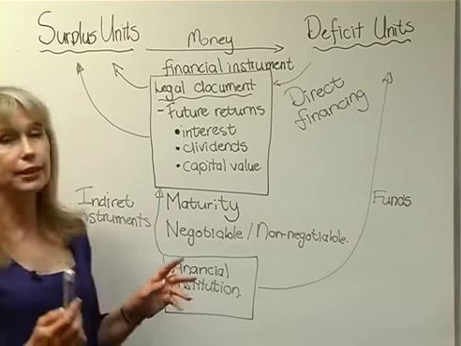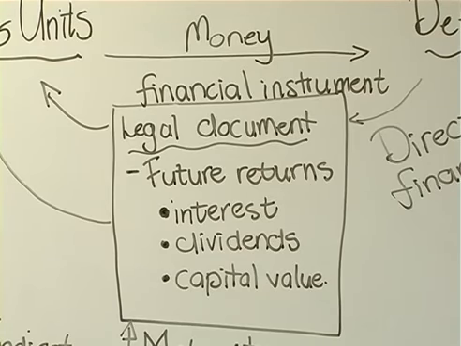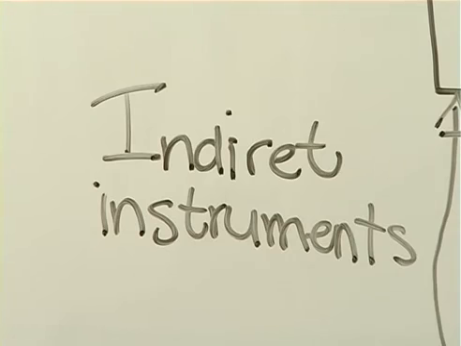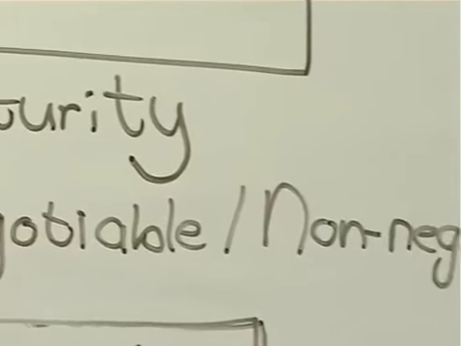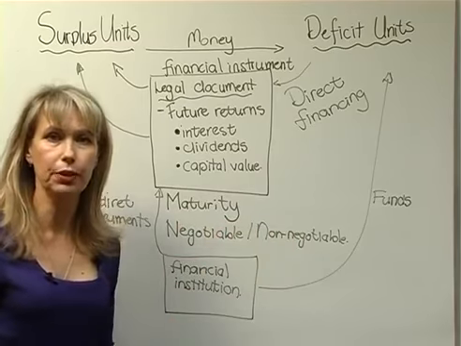Right, so now we've explained to you what a financial instrument is. We've explained to you what direct financing is and what indirect financing is. And we've also explained to you what the difference is between a negotiable instrument and a non-negotiable instrument.